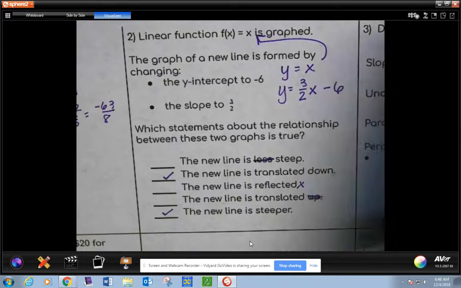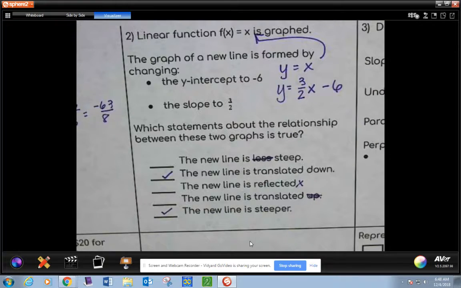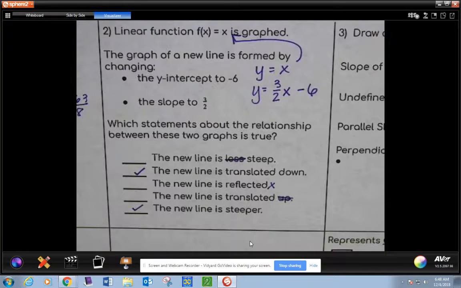So you just have to look at the line. It didn't reflect it. It did not flip the direction of the line. It is harder to climb, and it moved down on the y-intercept. Okay, so that's just a simple plug in your calculator, look at the picture. Please make sure you're doing it with me as you go so you'll know how to do this tomorrow.